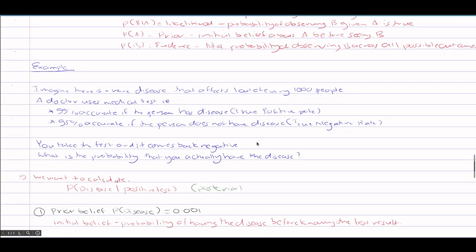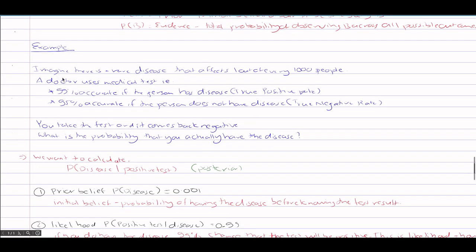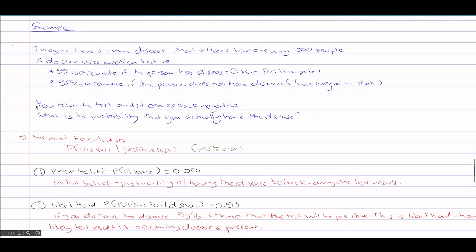Alright, the theory is great, but let's make this real with an example. Imagine a rare disease that affects one out of every 1,000 people. So the possibility of someone having this disease, our prior probability, which we can write as P of disease, is 0.001. Pretty rare, right? Now a doctor uses a medical test. This test is pretty good but not perfect. It's 99% accurate if the person does have the disease.